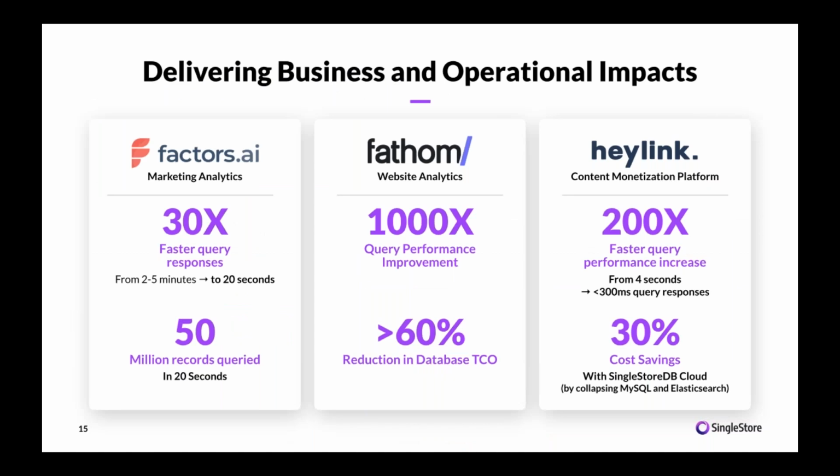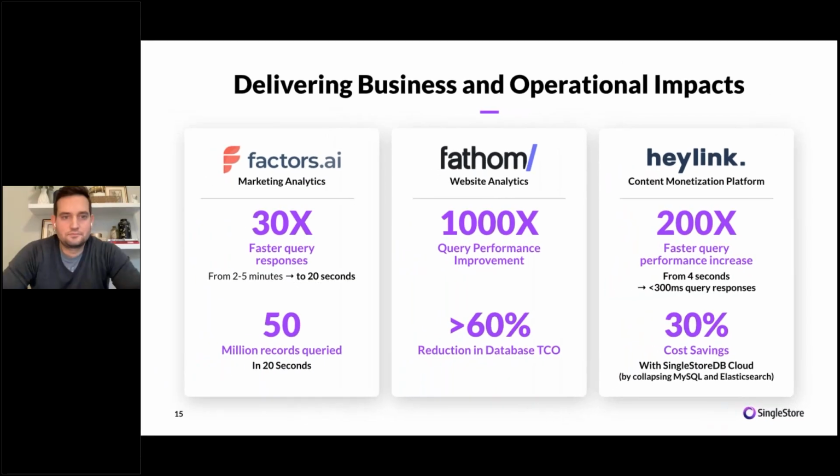Some of the example customers: Factors.ai, Fathom, Haylink, so marketing analytics, website analytics, content monetization platform. We have references, white papers and customer case studies on these, so if you're more interested in how real customers are actually using some of these capabilities. Reduction in total cost of ownership, huge performance benefits, and again, consolidation, because instead of using multiple database systems, you can use one product that has this wide range of capabilities.